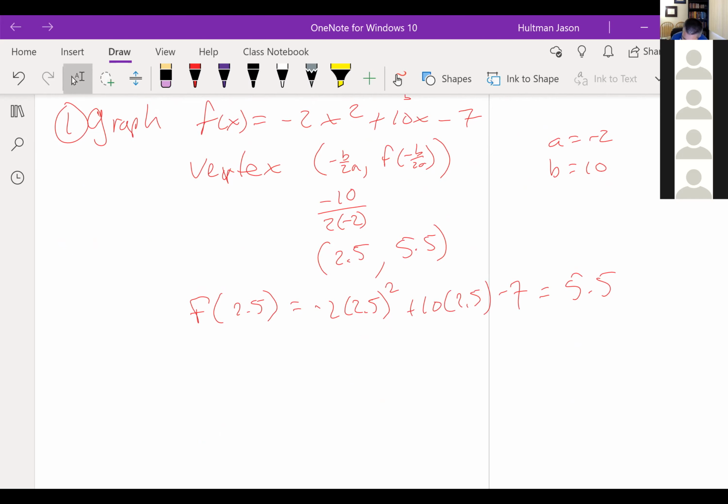If I wanted to graph this, we know where the vertex is, and the vertex is at 2.5. So I'm going to get some points around 2.5.